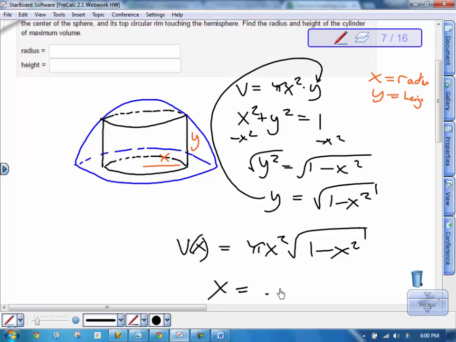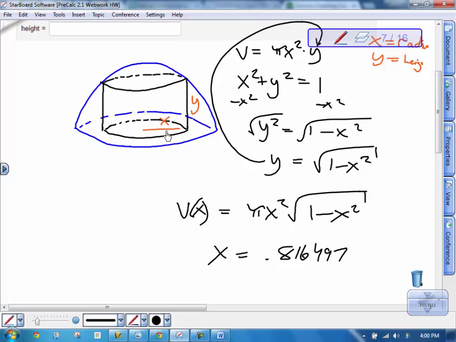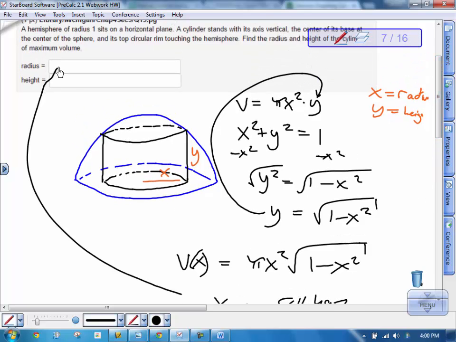0.81647. 0.816497 is my x value. Now, that's my radius that we want. So that answer goes right here for radius.